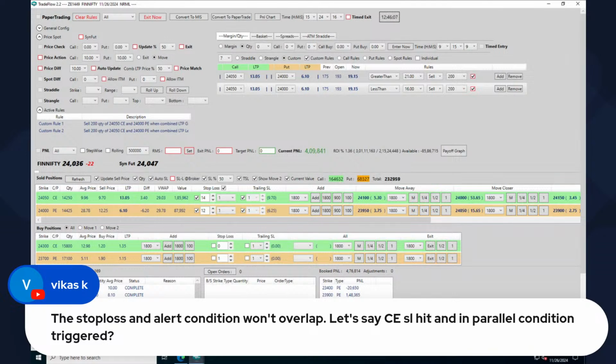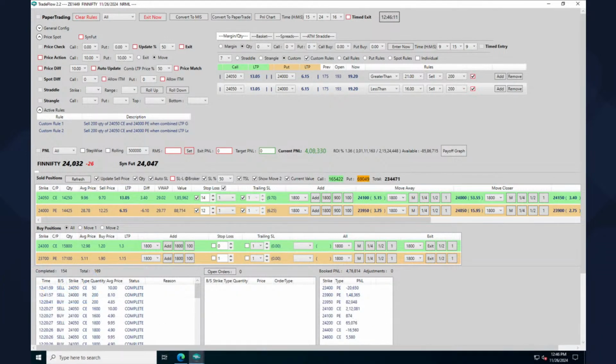The stop loss and alert condition won't overlap. Let's just see the stop loss hit. So what happens is it will honor the first condition that is met. So for example, let's say I have this condition and also this condition, right? Let's say this condition hits first. This condition will not execute parallelly. That point of trade will not execute. I think I'm going to exit this trade now, 14.